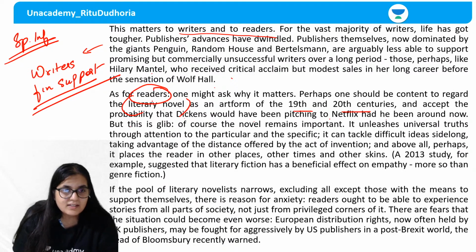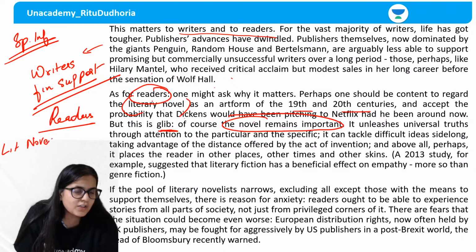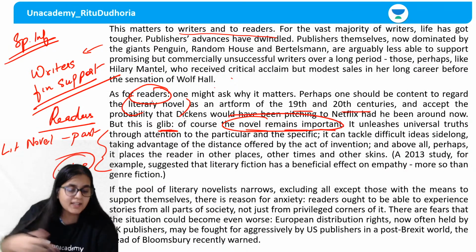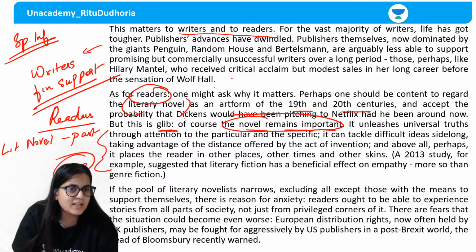Okay, so now guys, but this is glib. Of course, the novel remains important. Now look at this, guys, novel does remain important. We might think the literary novel is a thing of the past, but no, the author says novel remains important. Universal truths, tackle ideas. So this talks about the importance of novels. We won't read the exact detail. If a question comes on the importance of novels, I know from my summary that why novels are still important is given in this para. I will come and check it.